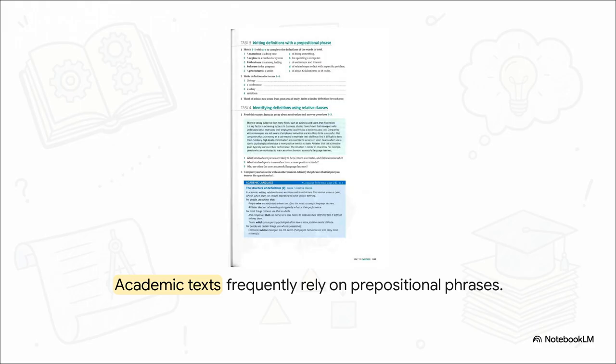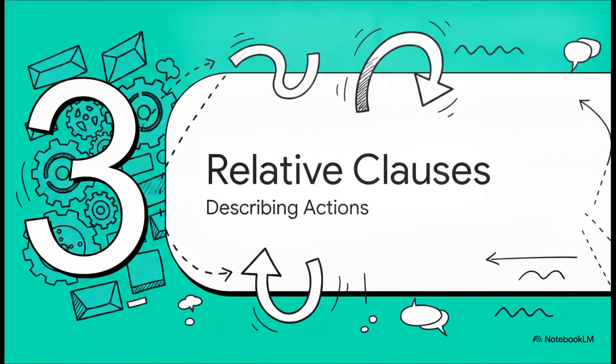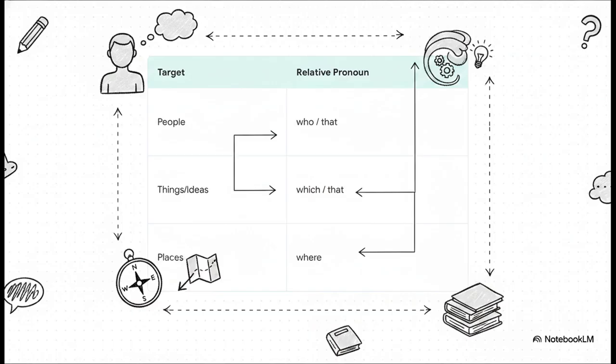This is literally the standard language of academia. But sometimes, a prepositional phrase just isn't quite enough to describe a really complex action. Which leads us to Section 3, defining with relative clauses. You can think of these as your ultimate cheat sheet for action-oriented modifiers. When you use a relative clause, the pronoun you choose entirely depends on the category of your term.